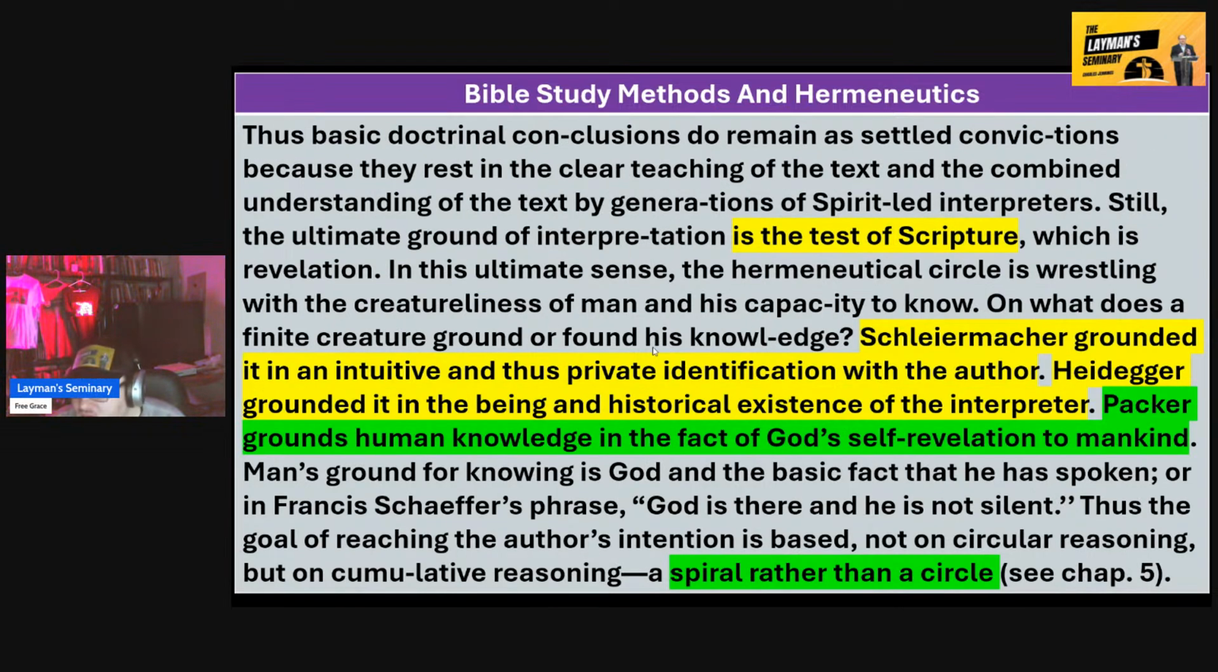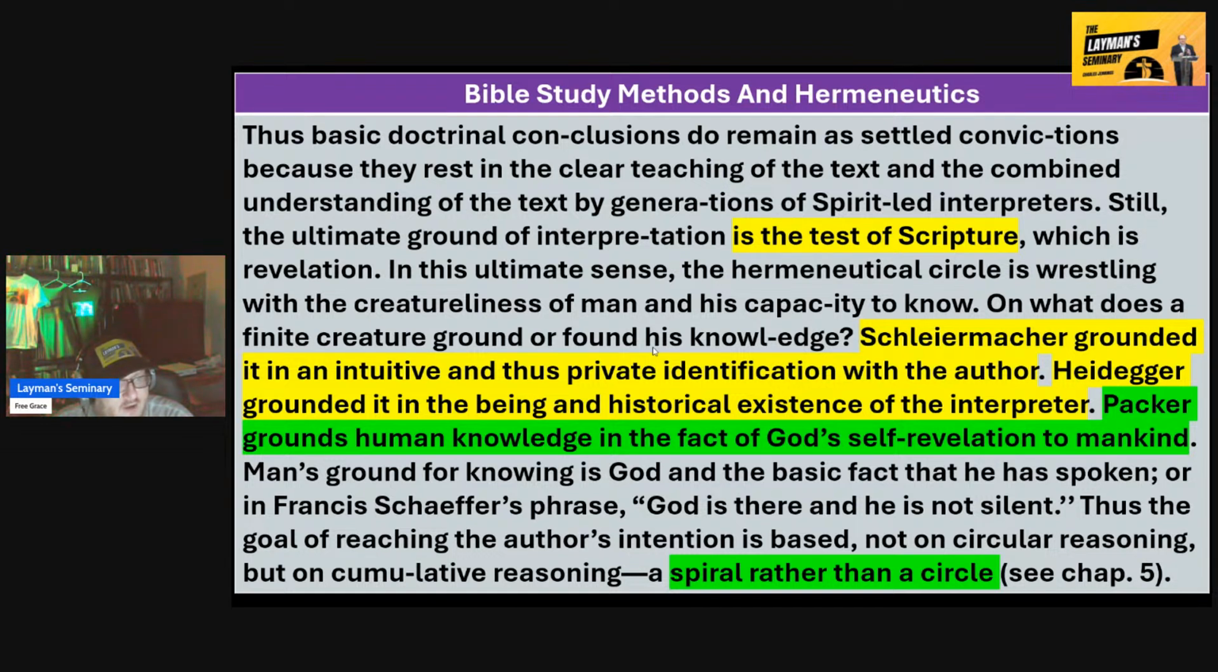Thus, basic doctrinal conclusions do remain as settled convictions because they rest in the clear teaching of the text and the combined understanding of the text by generations of Spirit-led interpreters. Still, the ultimate ground of interpretation is the text of Scripture, which is revelation. In the ultimate sense, the hermeneutical circle is wrestling with the creatureliness of man and his capacity to know.